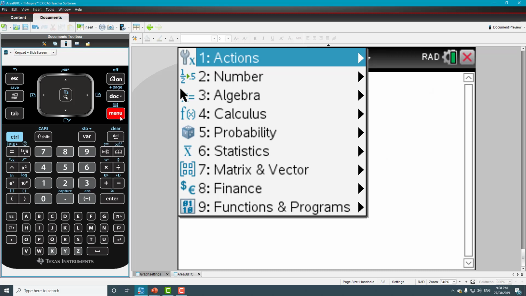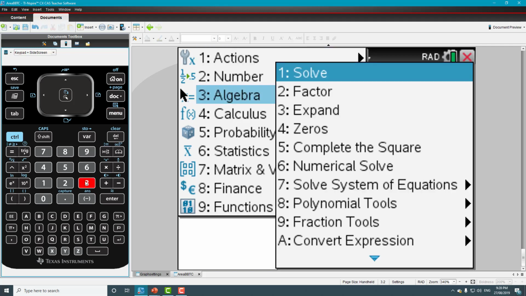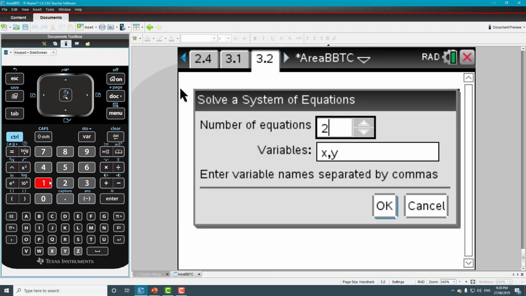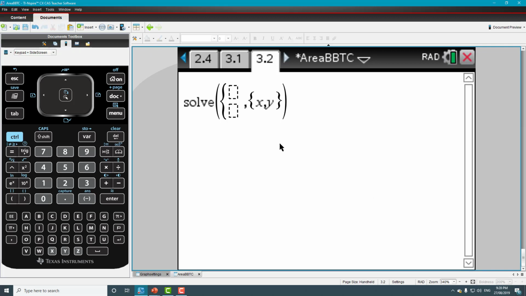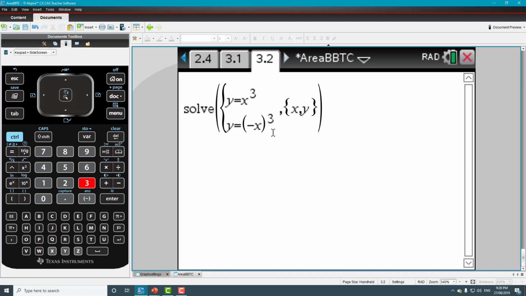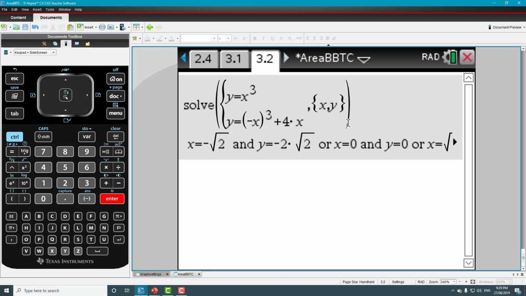Now on the calculator screen, go to menu, and I've got a system of equations. I can determine the points of intersection. So if I go algebra, that's 3, and number 7 is system of equations, and then I'll use number 1, and it says I have 2 equations. So let's go and use the template. So that one there is clearly y equals x cubed. I could have used f1 there, but I'm actually just going to enter it in terms of y equals negative x whole cubed plus 4x, and now if I solve, it gives me the points of intersection.